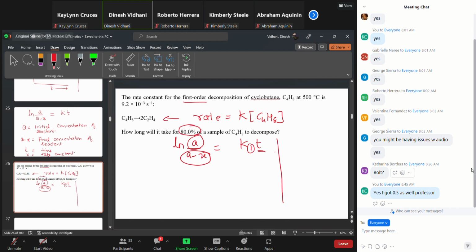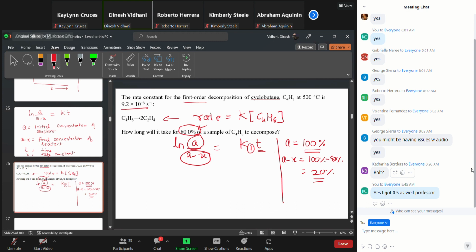80% of the sample has decomposed, right? So if my initial concentration was 100%, how much is left? See, 80% is decomposed. How much is left? That's going to be 100%... 20%? Exactly. So only 20% is left. So I can use exactly these same numbers in the equation.